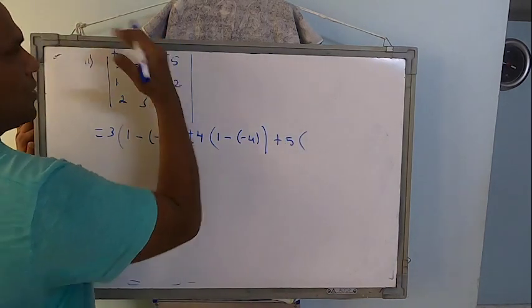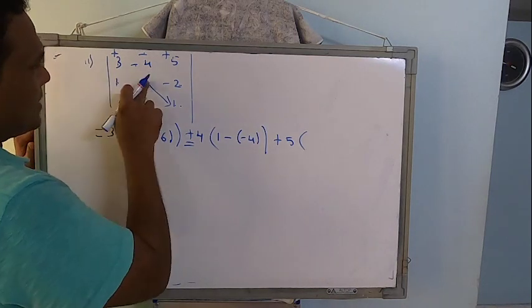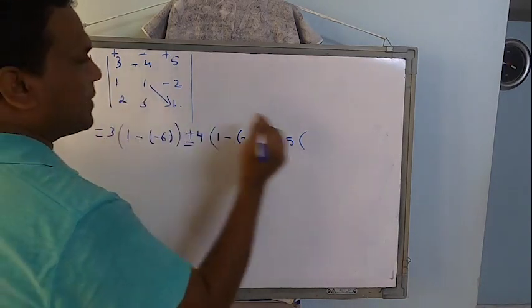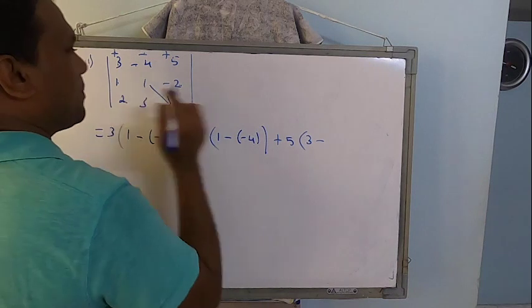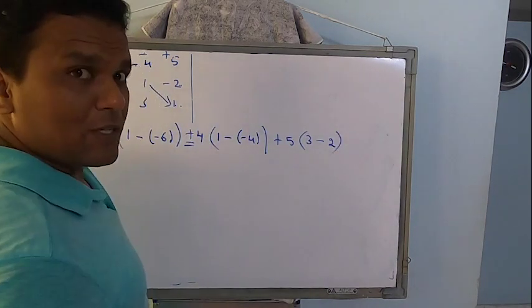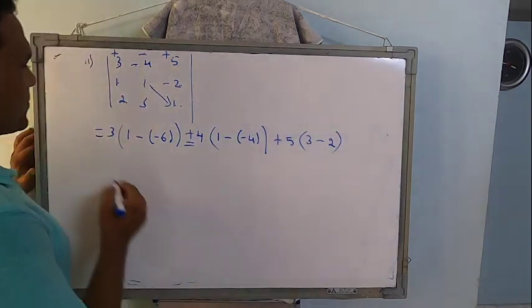That's an element of third column, first row. Leave that. These are the remaining 4 elements. So 1 multiplied by 3 minus 1 multiplied by 2. Expansion is over, the rest is simplification.